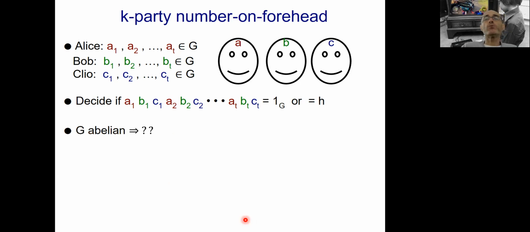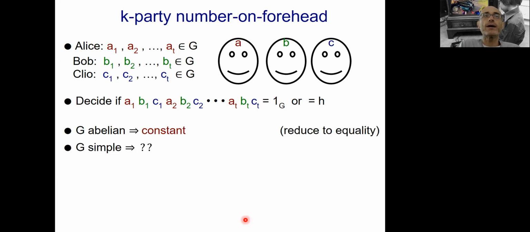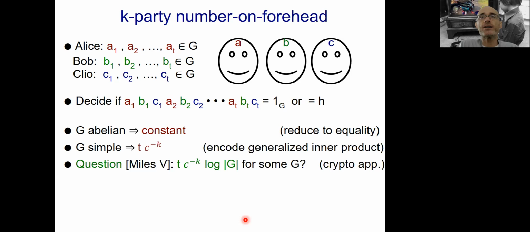Okay, so what was known here? Well, if G is abelian, same story as before. I can predict everything and the communication becomes constant. If G is simple, well, then again, I can reduce this, generalize the xor product, to obtain the state-of-the-art bounds in the area, which is the length of the tuple T times something exponentially small in the number of parties. And this is what prevents us from having K which is too large.